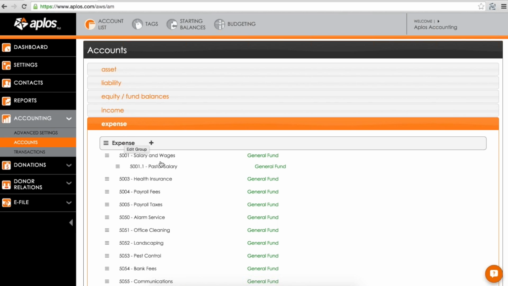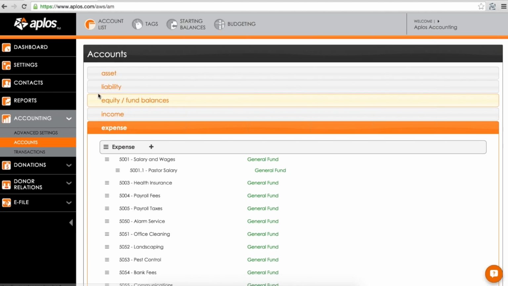So those are the 5 different areas of accounting, 5 different types of accounts. Assets, again, anything that you own. Liabilities, anything that you owe somebody else. Equity is your fund balances in Aplos and in any fund accounting system. Income is ways that you receive money. Expenses is ways that you spend or pay money. Okay? So those are the different types of accounts.